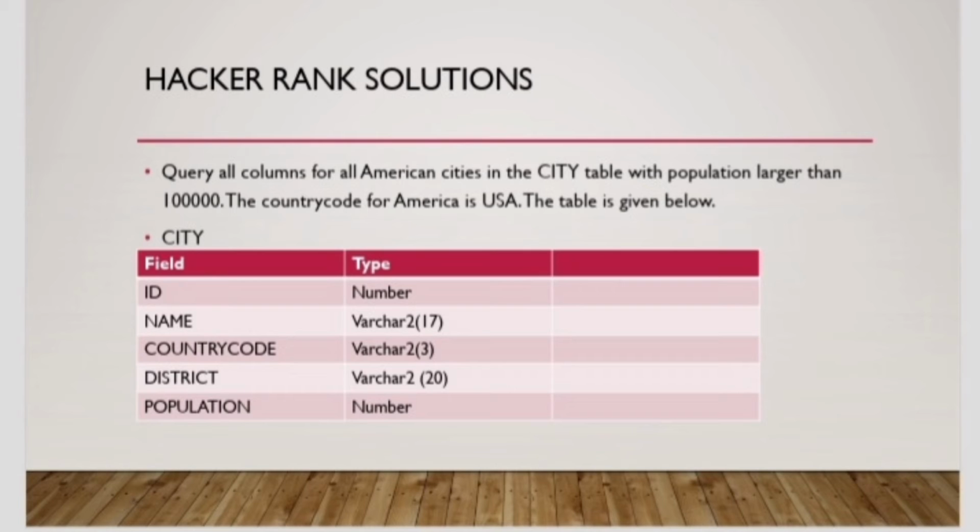The first question is, query all columns for all American cities in the city table with population larger than 1 lakh. The country code for America is USA. The table is given below. We have the fields as ID, name, country code, district, population.